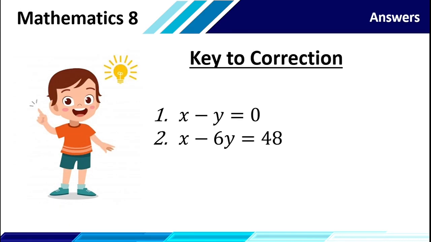Here are the answers to our previous exercises. For number 1, the equation of the line is x - y = 0. For number 2, x - 6y = 48.